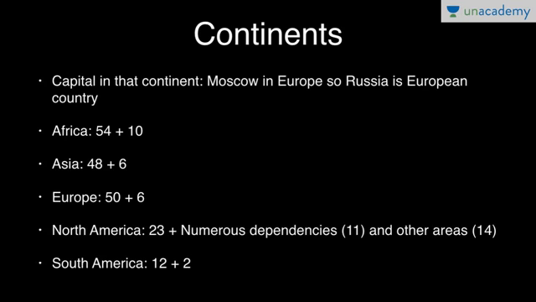Now, how do you know which nation falls in which continent? Whenever the capital is in that continent, it means that the nation is of that continent. For example, Russia falls in Europe, and Russia also falls in Asia. But since Moscow is technically in Europe, Russia is a European country by that classification.